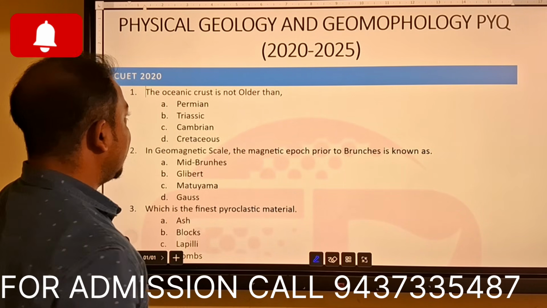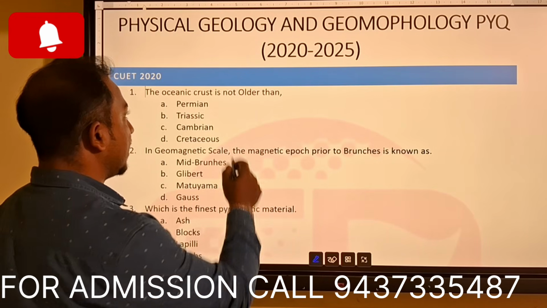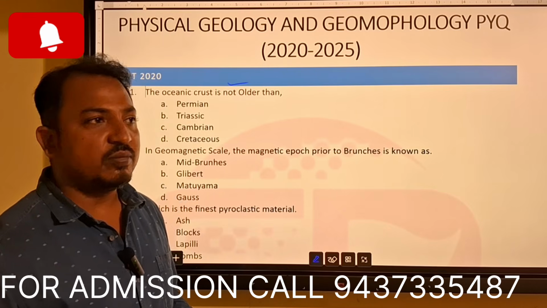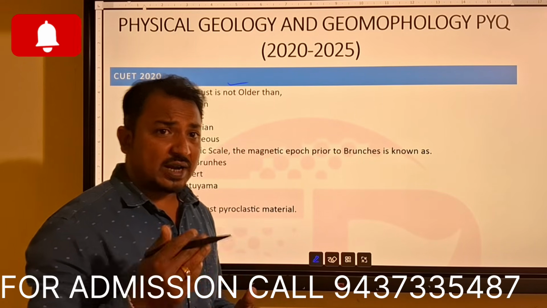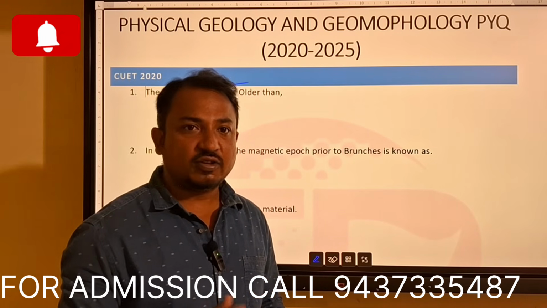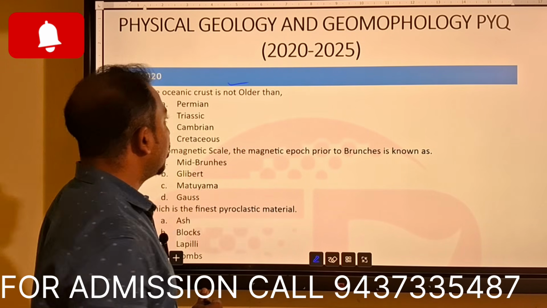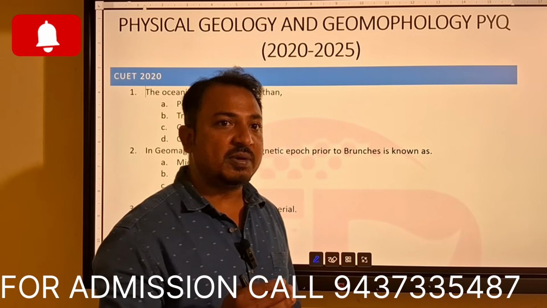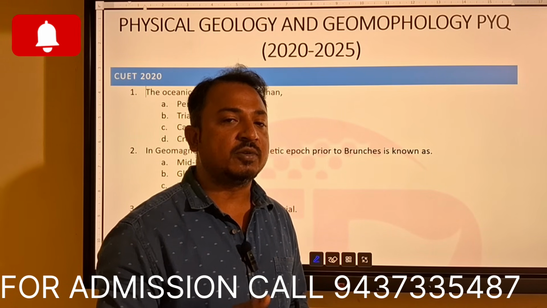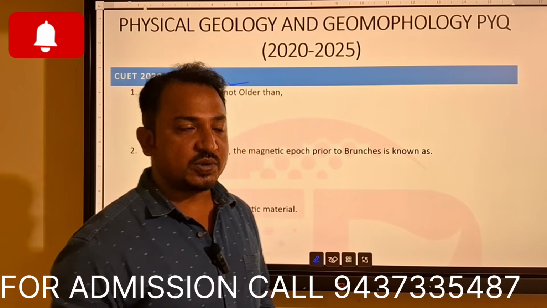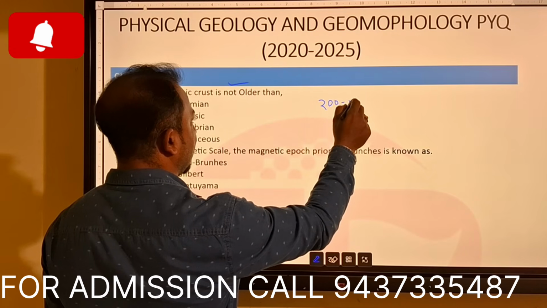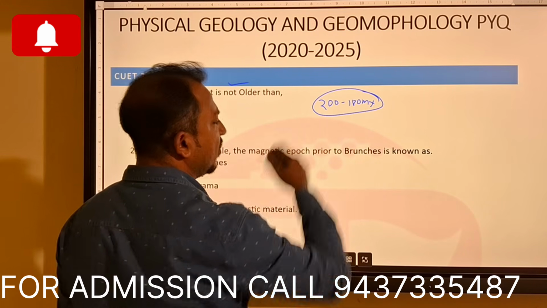So the first question is given here: the oceanic crust is not older than. The present day oceanic crust starts to form when Pangea breaks. Before that, all the oceanic crust was destroyed to form the supercontinent, Pangea. The first breaking of Pangea, which formed the Tethys Sea, will be the oldest oceanic crust. The breaking of Pangea is considered to be between 200 to 180 million years.